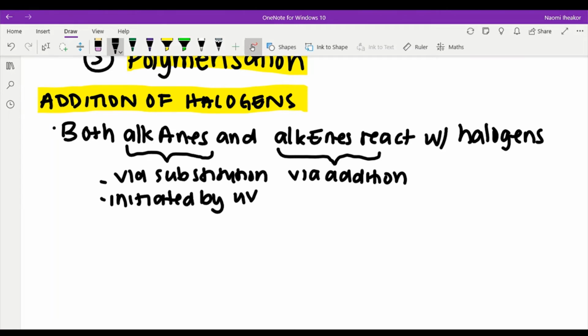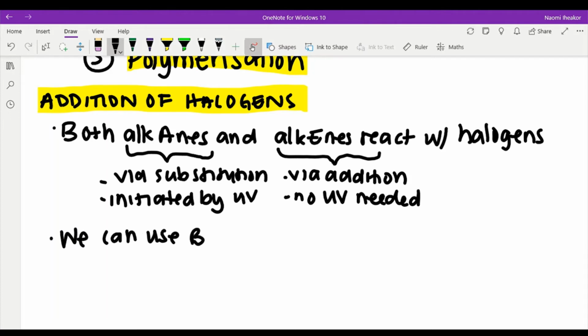because we needed to split the diatomic halogen in order to swap it with one of the hydrogens already on the alkane. So UV light is needed to initiate the split of the halogen. Whereas with addition of halogens to alkenes, it's going to use both of the atoms in the diatomic halogen. And so as a result, it doesn't need UV light to split the halogen. And so we can use bromine water to distinguish between alkanes and alkenes.